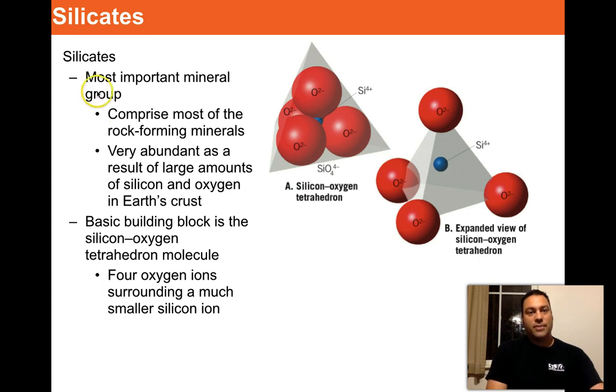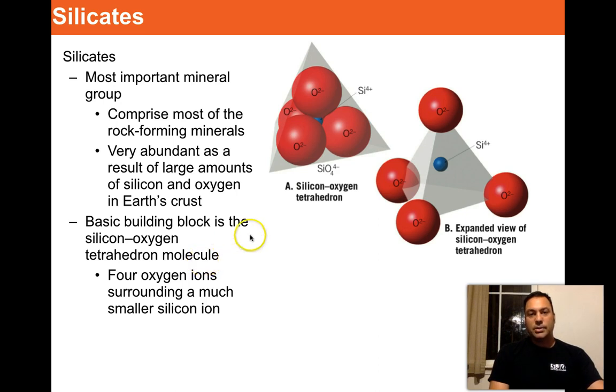It by far is the most important mineral group, and it comprises most of the rock-forming minerals on Earth. So if you don't know your silicates, or at least know a little bit about them and their distribution, then geology becomes a lot harder. But this is really kind of a neat group, and it's kind of easy to follow if you pay close attention. They're very abundant as a result of large amounts of silicon and oxygen in Earth's crust. We just mentioned that. The basic building block is the silicon-oxygen tetrahedron molecule.